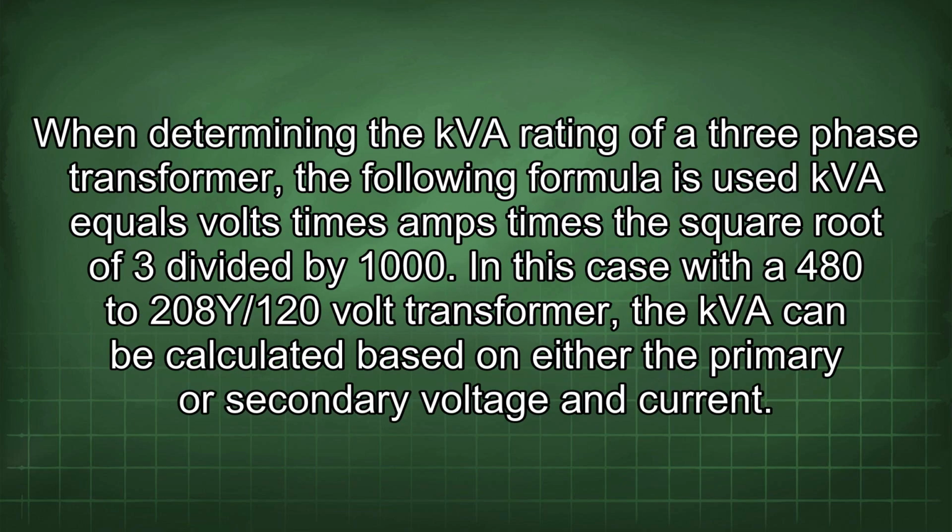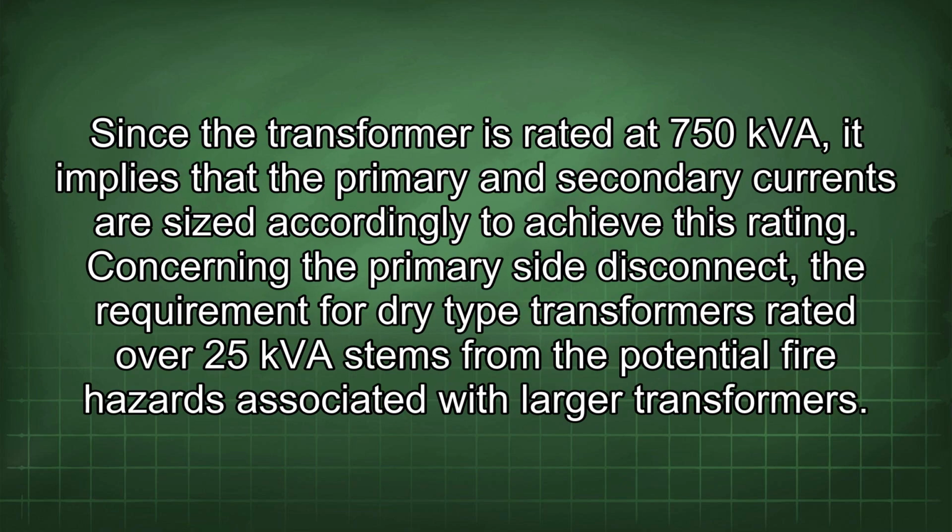When determining the kVA rating of a three-phase transformer, the following formula is used: kVA equals volts times amps times the square root of 3 divided by 1000. In this case, with a 480 to 208Y/120 volt transformer, the kVA can be calculated based on either the primary or secondary voltage and current. Since the transformer is rated at 750 kVA, it implies that the primary and secondary currents are sized accordingly to achieve this rating.